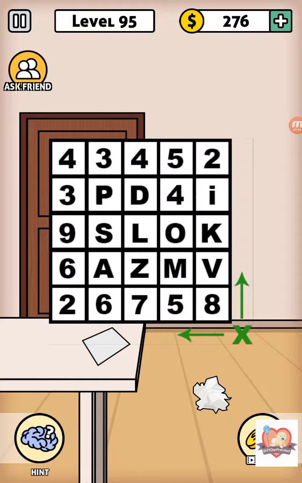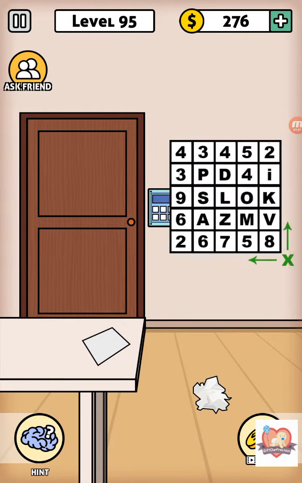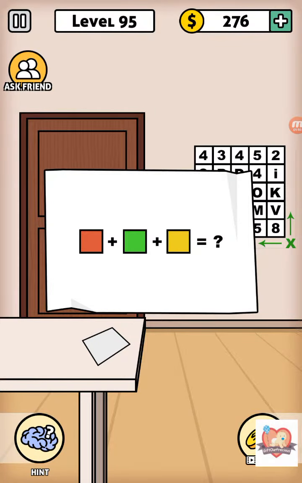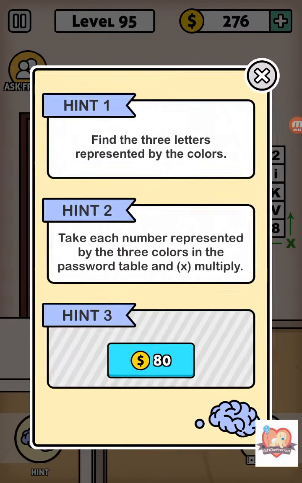A is 6. L is 9 or 7. I is 3 or 8. Did I see what this says? So we plus, right? No. Multiply, in the password table and multiply.